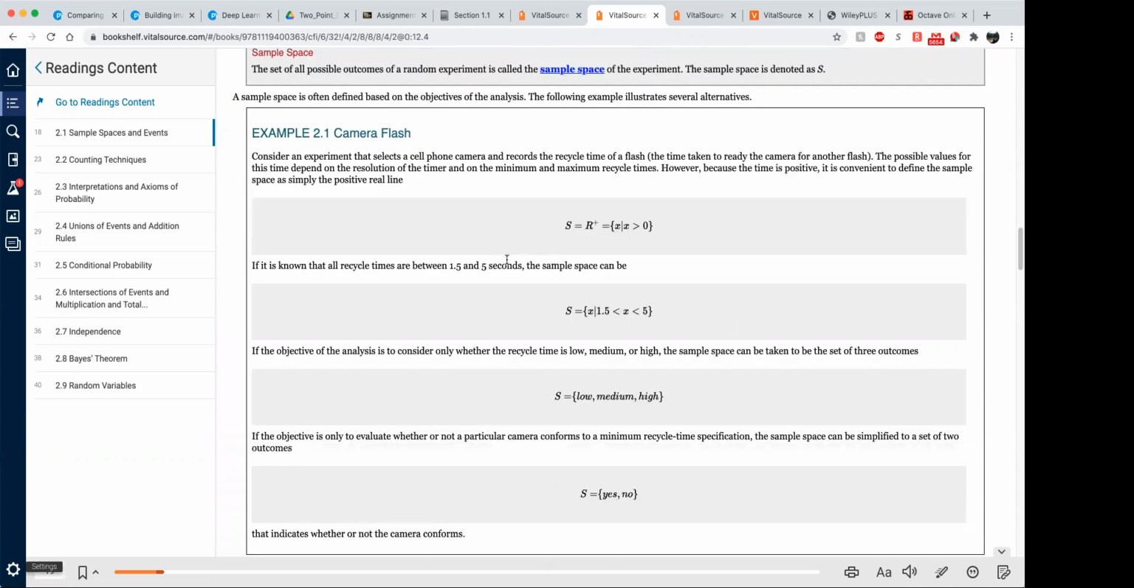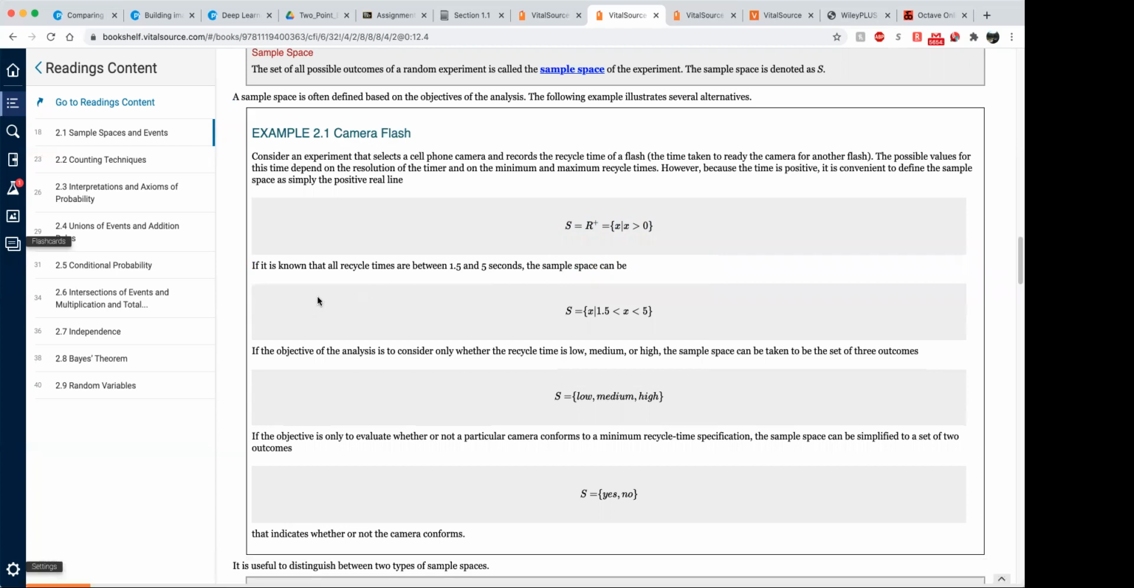Now see example 2.1. Consider an experiment that selects a cell phone camera and records the recycle time of the flash, the time taken to ready the camera for another flash. The possible values for this time depend on the resolution of the timer and on the minimum and maximum recycle times. However, because the time is positive, it is convenient to define the sample space as the positive real line. It makes sense because time is positive, so negative 1 second or negative 2 minutes doesn't make sense in this example. So the sample space, which is the set of all possible outcomes, is going to be the set of all positive real numbers. So we define the sample space like this.